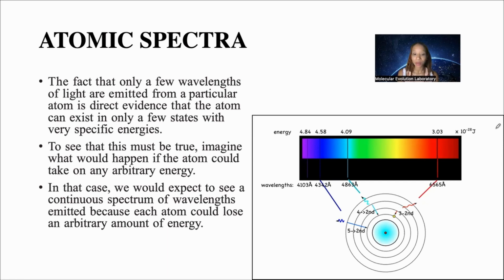To see that this must be true, imagine what would happen if the atom could take on energy arbitrarily. In that case, we would expect to see a continuous spectrum of wavelengths emitted because each atom could lose an arbitrary amount of energy. And moving from a higher energy state to a lower energy state causes the release of energy in the form of a photon. So it returns it somewhere to the universe from whence it came, in different colors.